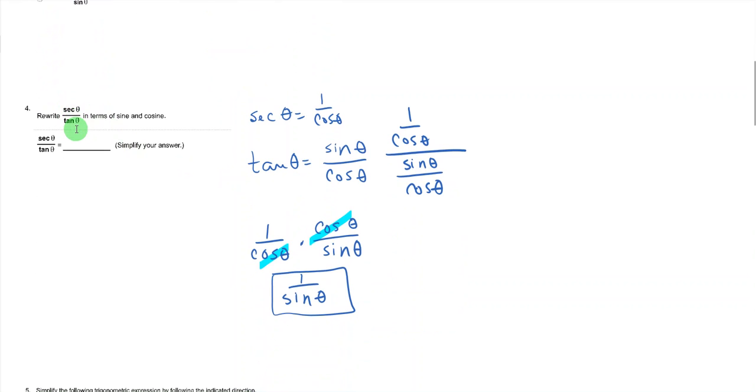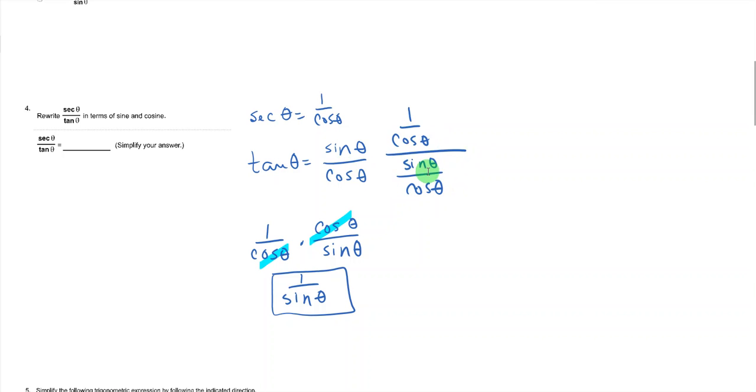Rewrite secant theta over tan theta in terms of sine and cosine. That means we can't have anything other than sine or cosine in our answer. So secant theta is 1 over cosine theta. Tan theta is sine over cosine. So we're going to put that 1 over cosine over sine over cosine.